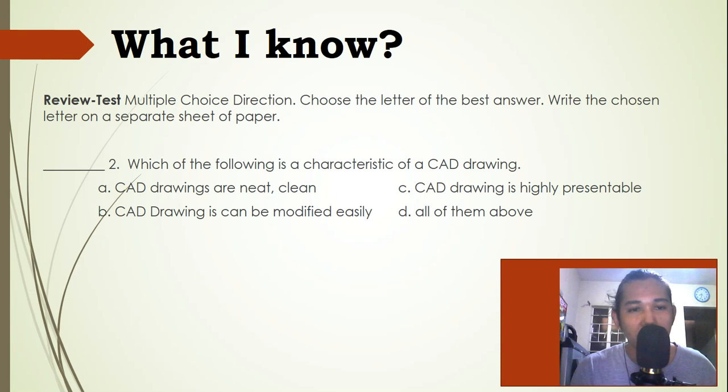Number two, which of the following is a characteristic of a CAD drawing? A, CAD drawings are neat, clean. B, CAD drawings can be modified easily. Letter C, CAD drawing is highly presentable. And D, all of the above. So which of the following is a characteristic of the CAD drawing? Okay, you're correct. All of the above.